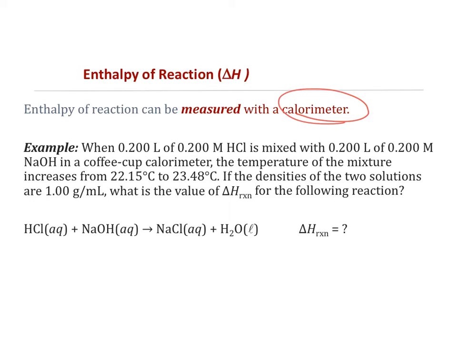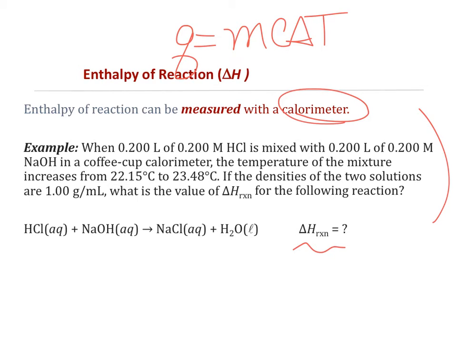So here is an example of using the calorimeter to calculate delta H of reaction. Pay real close attention to the difference between this QMCAT type of problem and the one we did for determining the specific heat capacity of a metal. Remember when we had a metal, we said that Q of the metal equals minus Q of the water, right? Water is the surroundings, the metal's the system. We can't do this in this reaction, and I'll explain why.